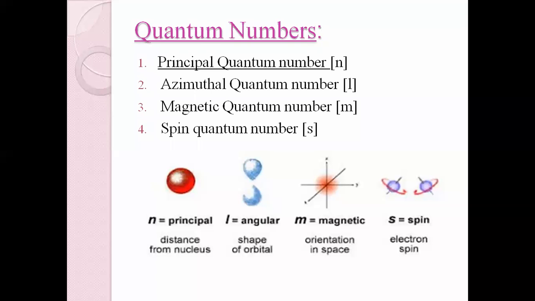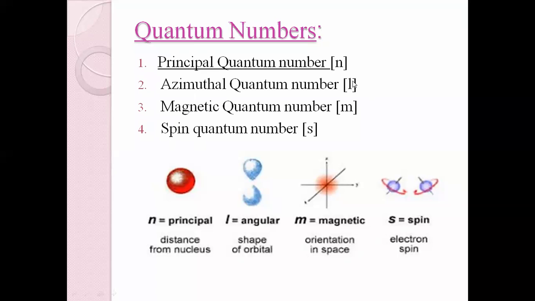Now coming to the quantum numbers, we had stopped yesterday at the azimuthal quantum number, but first a brief revision about the principal quantum number. What are the 4 quantum numbers? Can anyone tell me? Principal quantum number, azimuthal, magnetic, and spin quantum number. Let me ask Tahira, can you tell what are the 4 different quantum numbers? Yes, ma'am. Principal quantum number, azimuthal quantum number, magnetic quantum number, and spin quantum number.